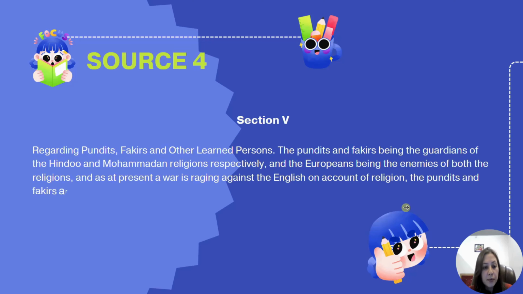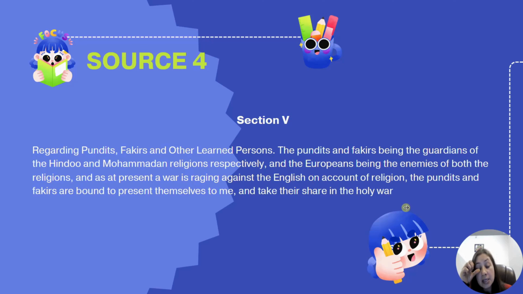Now the next group which participated are the Pandits, the Fakirs and other learned people. The Pandits and Fakirs being the guardians of the Hindu and Mohammedan religions respectively, and the Europeans being the enemies of both the religions, and as at present a war is going on against the English on account of religion, the Pandits and Fakirs are bound to present themselves to me and take their share in the holy war. So the biggest threat to Hindus and Muslims here was Christianity. The Britishers came and brought Christianity, and they were influencing Indians to take up this new religion.